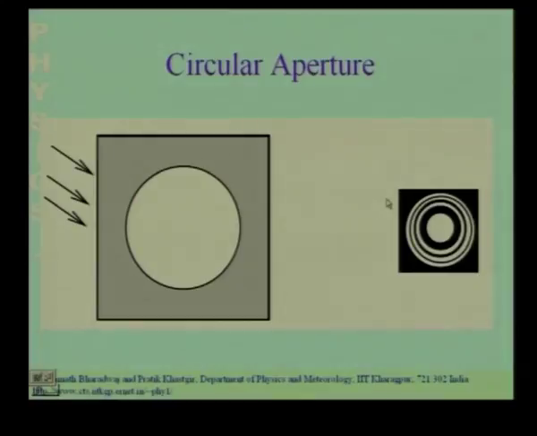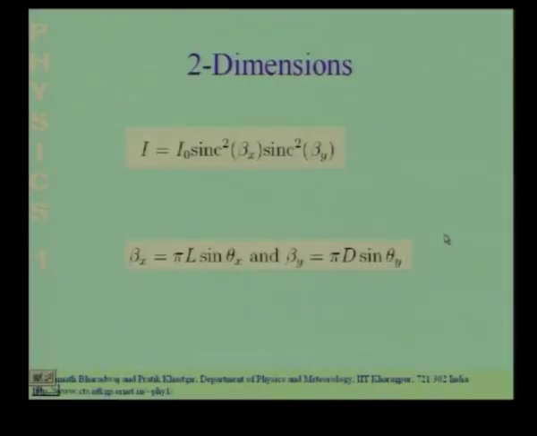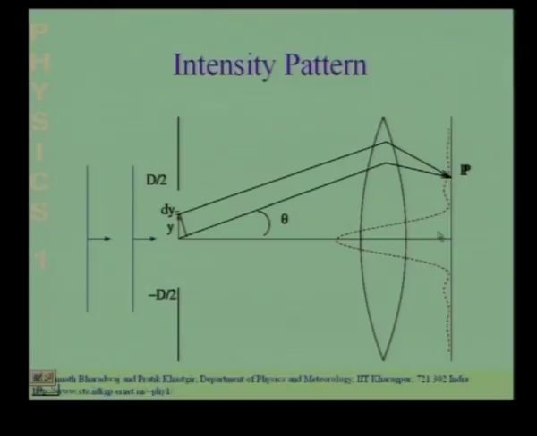So, to explain this picture once more, if I had a circular aperture over here, it would produce an intensity pattern on the screen which would look like this. There would be a central bright spot, and then there would be a dark ring, and again a bright ring, a dark ring, a bright ring, and so forth, which is what I have shown over here.